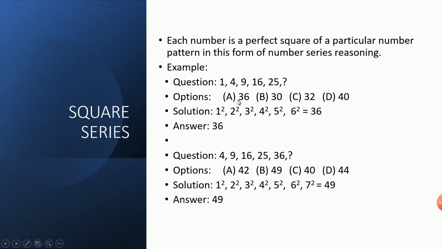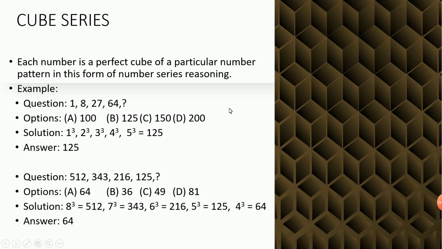Likewise, how the square series is acting, similarly the cube series is there. So here, instead of square, it is calculated based on cube. So 1 cube is 1, 2 cube is 8, 3 cube is 27, 4 cube is 64. So 5 cube is 125. So the option is B here.